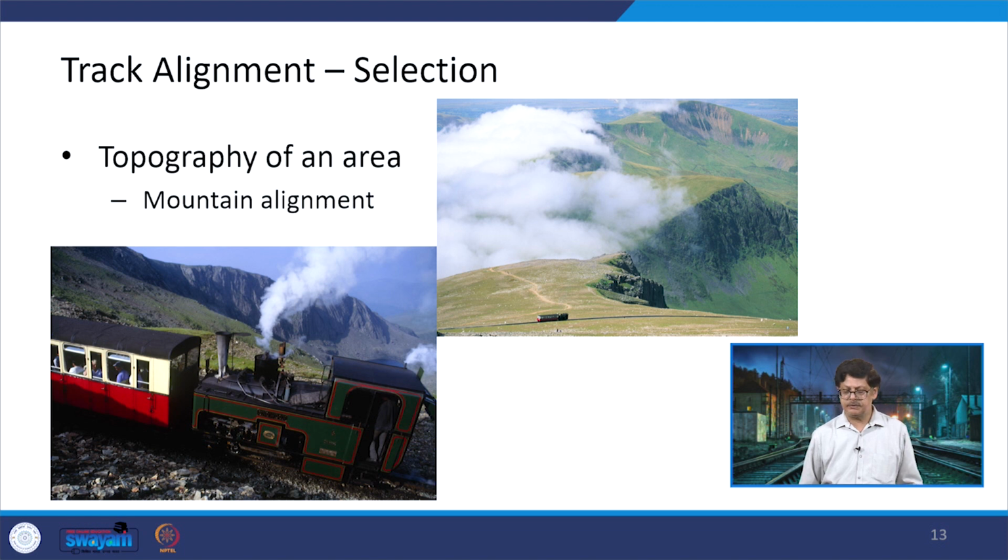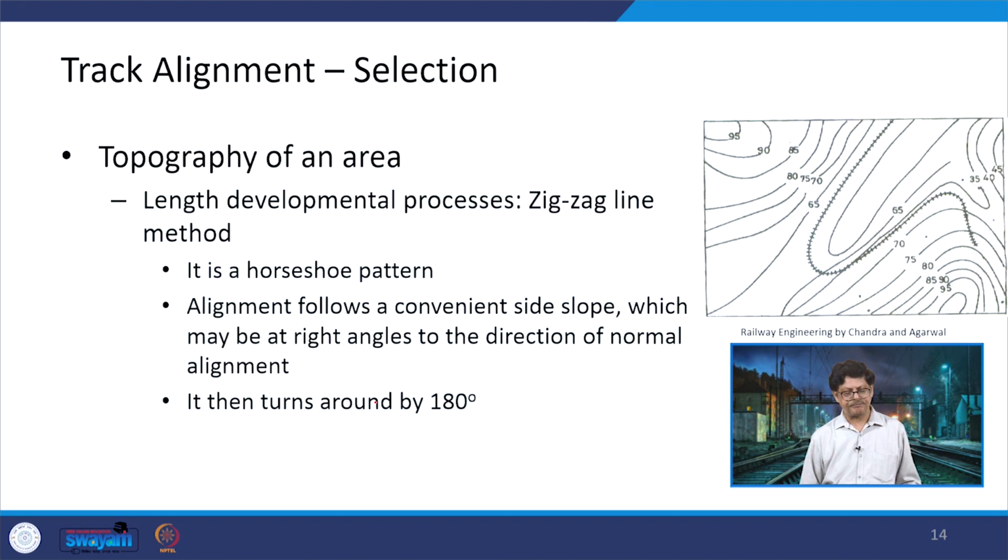So, here some examples are being shown. You can see this is a mountain alignment. Alignment is going at the top of a big mountain. Here also is another example you can see. Now, in this length development process in that rugged terrain, there are different methods which can be used. One is a zigzag line method.